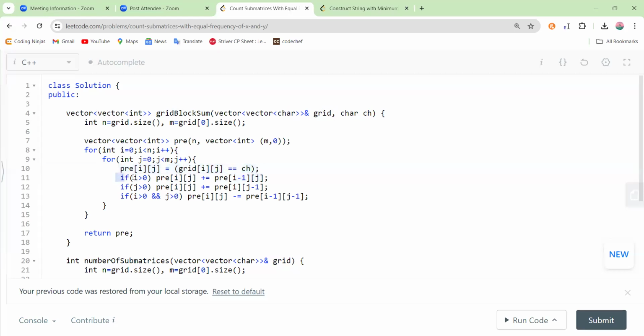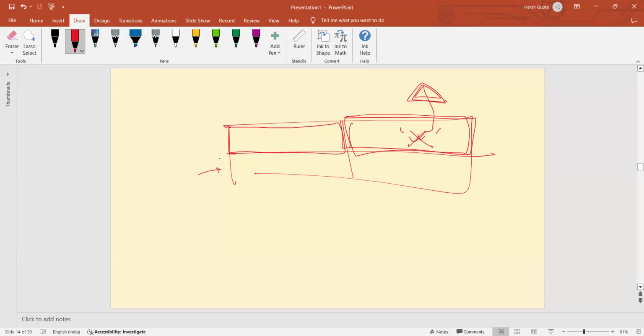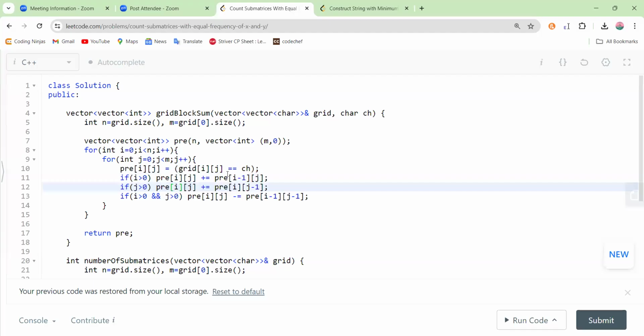Now, if i is greater than 0, can I say that the answer of pre of i minus 1 of j gets added to pre of i of j? By i greater than 0, what we mean? That we are somewhere in a row below the 0th row. Okay, we are standing somewhere over here or here. If it is so, the answer for this particular block will get added by the answer for the above block, isn't it? So pre of i of j gets added by pre of i minus 1 of j.